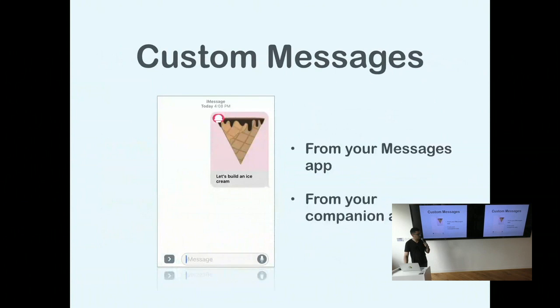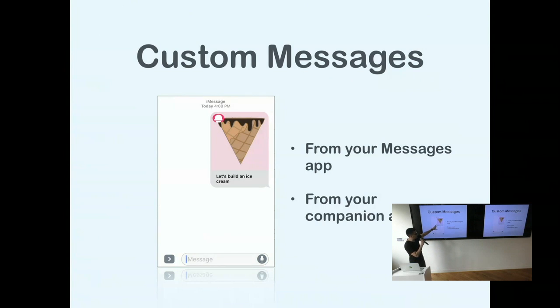What I mean by custom message, if I take the example of the ice cream builder, the one they show at WWDC, when I send it to someone, even if they don't have the ice cream builder app, they're going to be presented with the little icon there and a speech bubble that looks a lot like the normal speech bubbles.